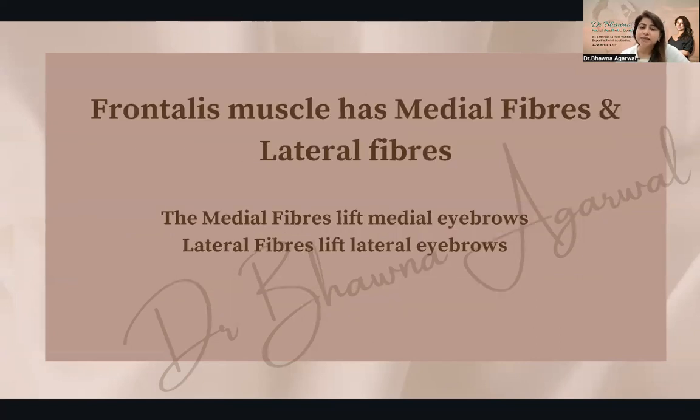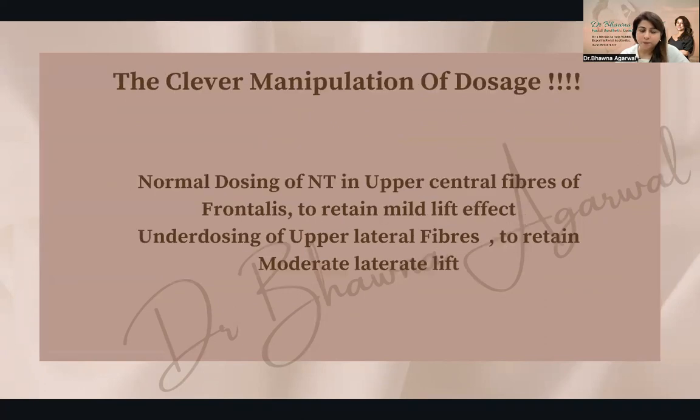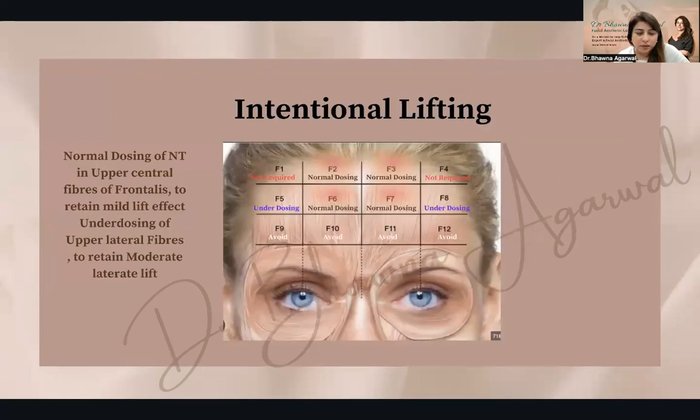We all know that the frontalis muscle has medial fibers which lift the medial eyebrows and lateral fibers which lift the lateral eyebrows. Now, how do we cleverly manipulate the dose? By clever manipulation, we mean that the upper central fibers are injected with the normal dose of neurotoxin to help them retain a mild lifting effect, whereas the upper lateral fibers are injected in a way that they're underdosed to retain a moderate lifting effect.